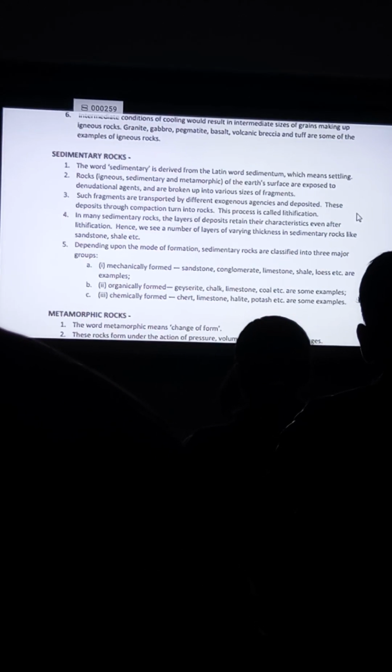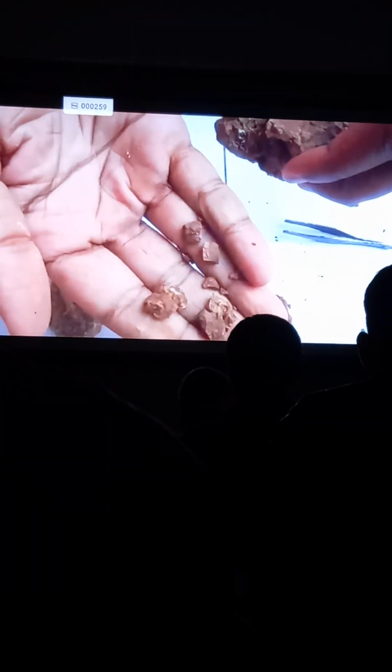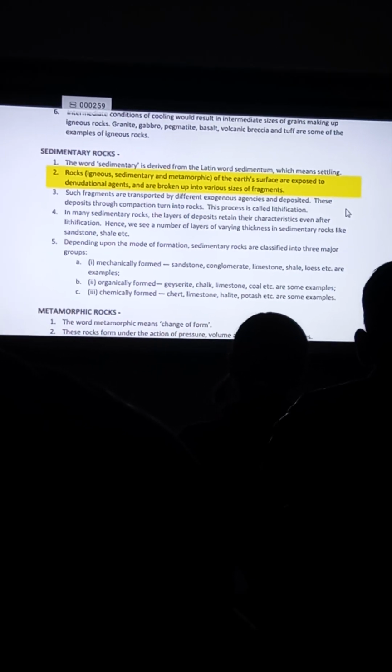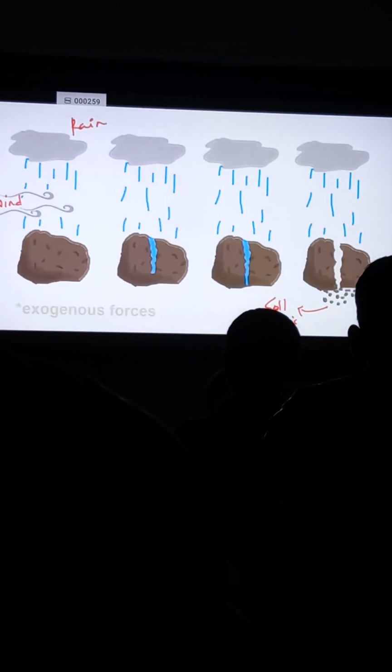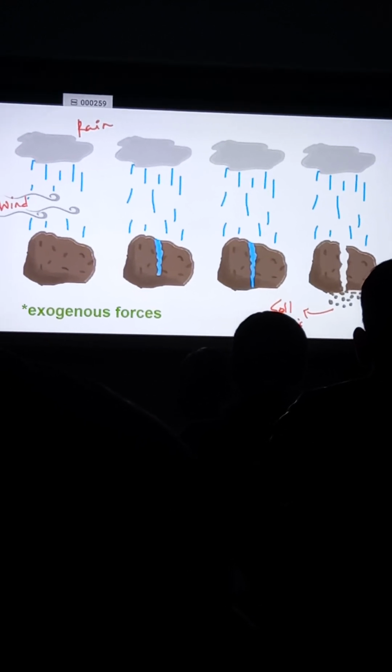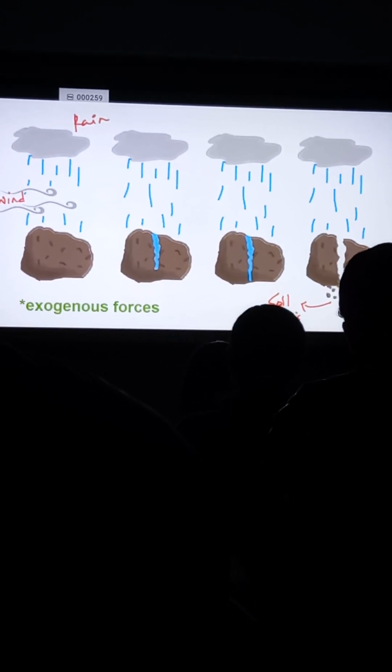Now we move on to the second type, sedimentary rocks. The word sedimentary is derived from the Latin word sedimentum, which means settling. First of all, sedimentary rocks can be easily broken down into tiny sediments of mud and soil debris. They also have the tendency to settle down on the earth's surface easily. Rocks of the earth's surface are exposed to denudational agents and are broken up into various sizes of fragments. These denudational agents are also referred to as exogenous forces like wind, water, ice, etc. These forces over time erode the rock and break it down into small soil debris.